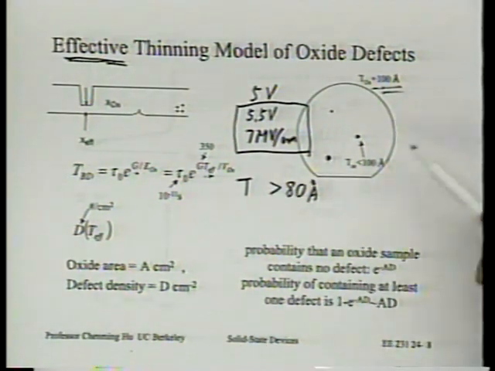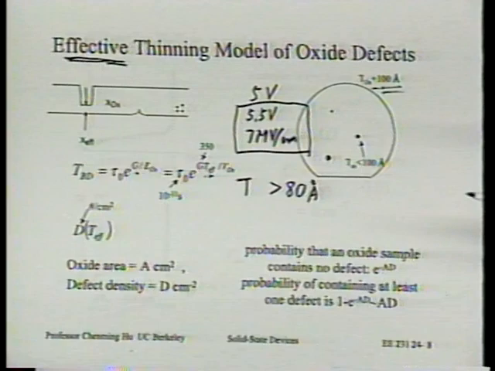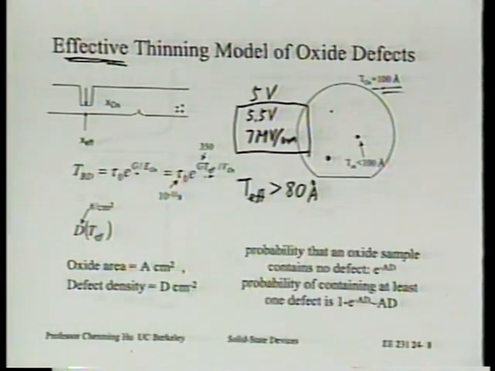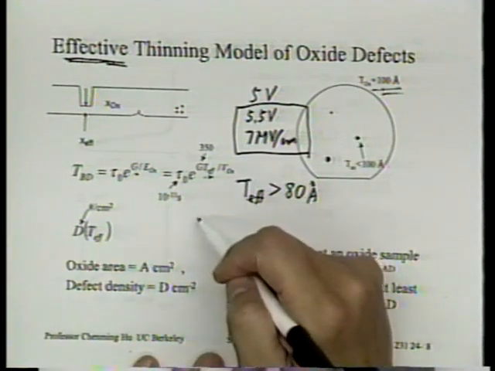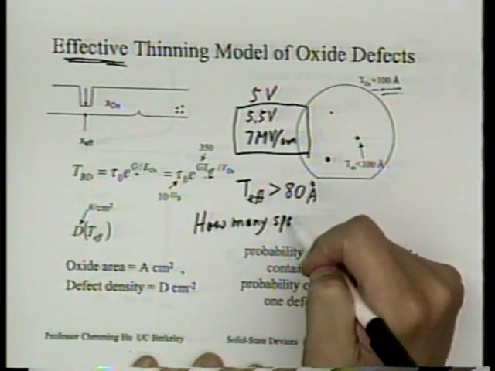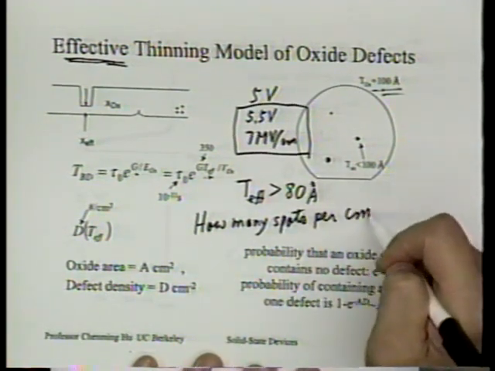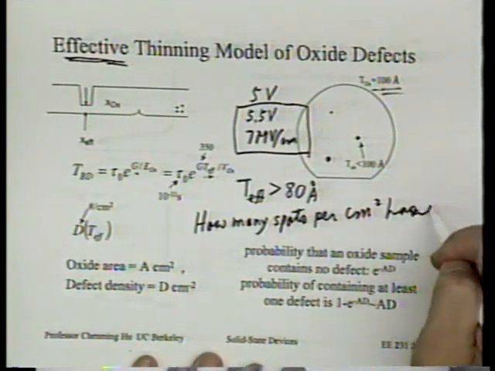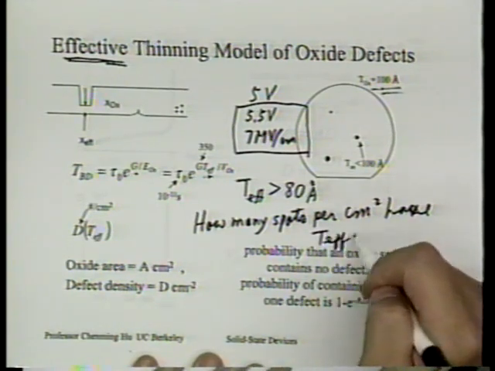So what that means is that the reason we want 100 angstroms is that we want a little margin, right? The minimum we need is 80 angstrom. Yes? Now you can interpret this, can you not? What we really want is T effective must be larger than that. Correct? Put another way, what you really want to know is how many spots per centimeter square have T effective less than 80 angstrom.